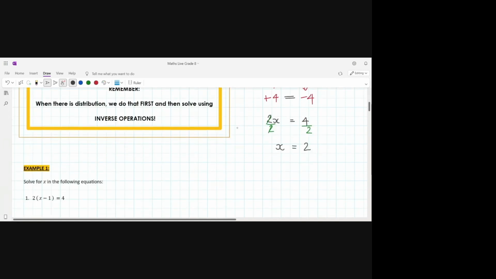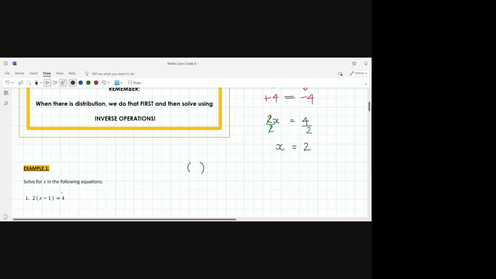Okay, so let's look at when we have to include distribution. I'm going to ask you guys, in mathematics, what do brackets actually mean? Whenever we see things in brackets, brackets mean... Tell me, Emihle, what do brackets mean? It means multiplication, ma'am. Absolutely. Well done. We are multiplying. So wherever we see brackets, we multiply.